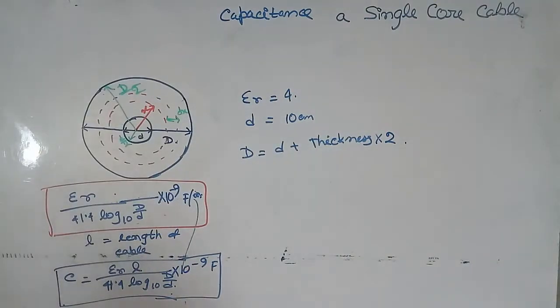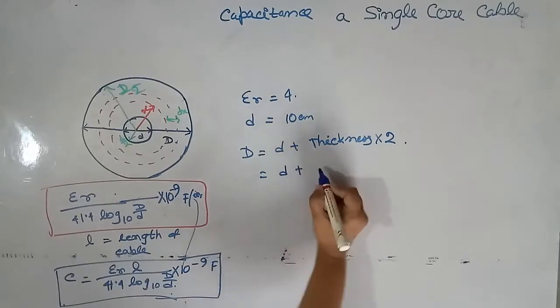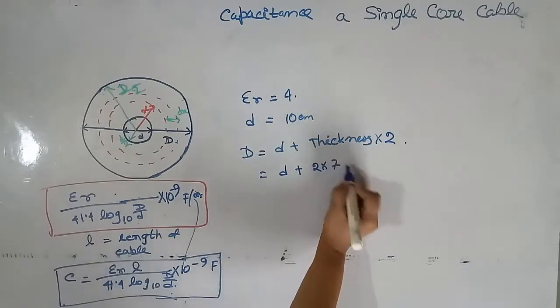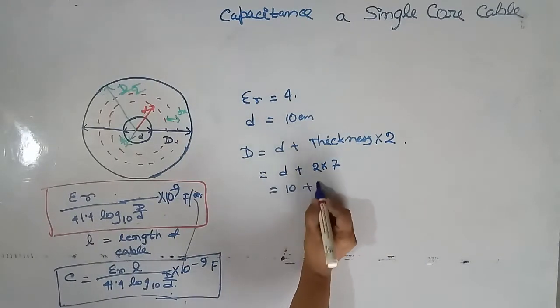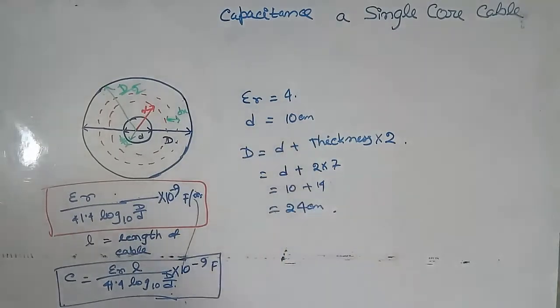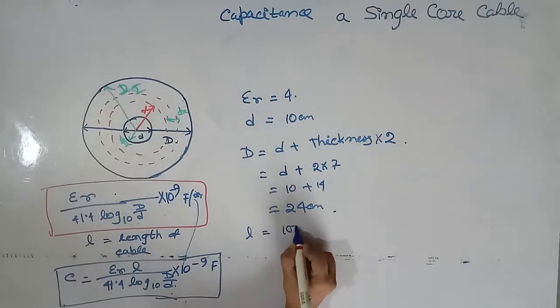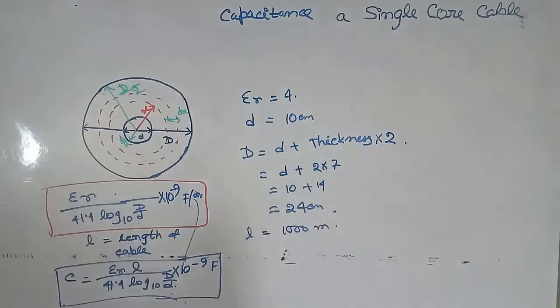So what is the thickness? Thickness is 7 centimeters. So small d plus 2 into 7, 10 plus 14 equals 24 centimeter. So capital D is 24 centimeter. And what is the value of length? Length is 1 kilometer or 1000 meter.